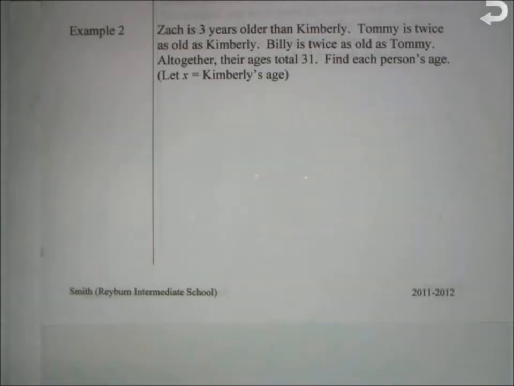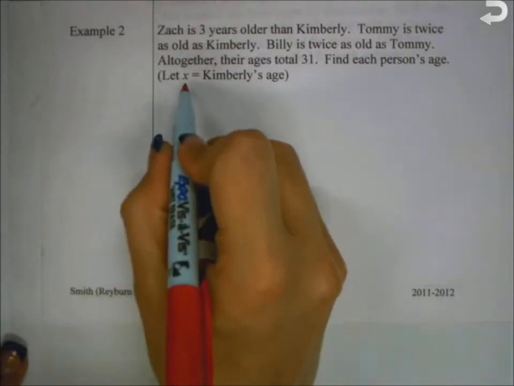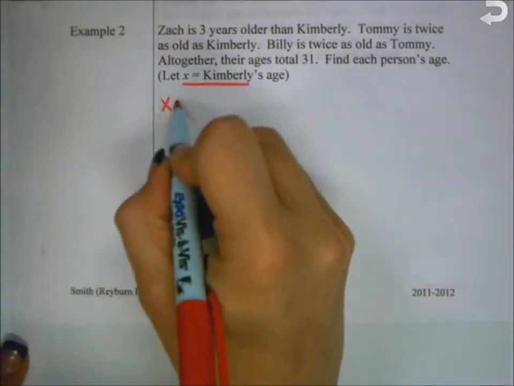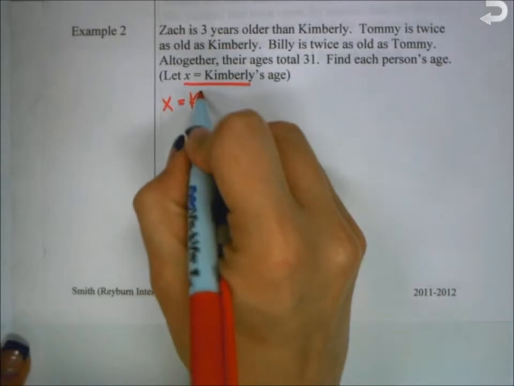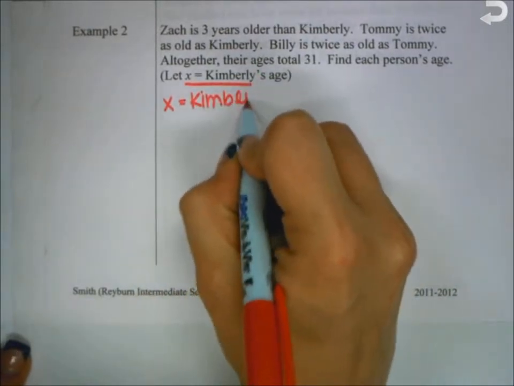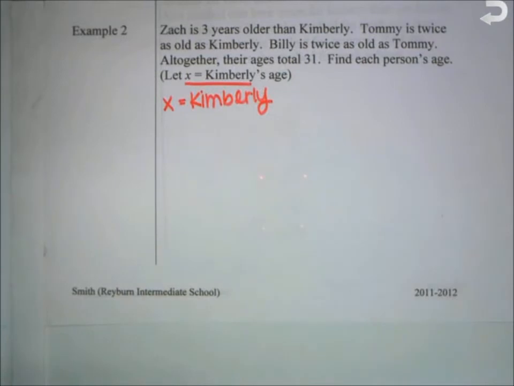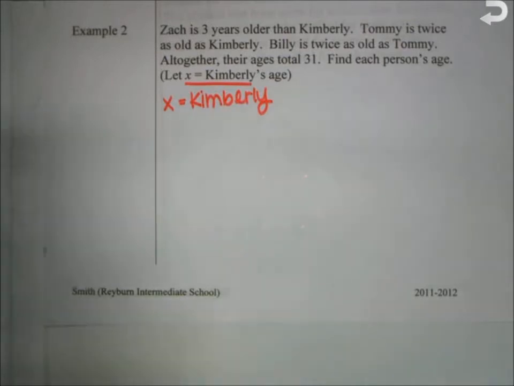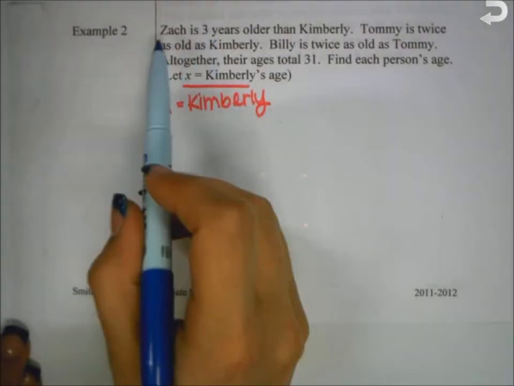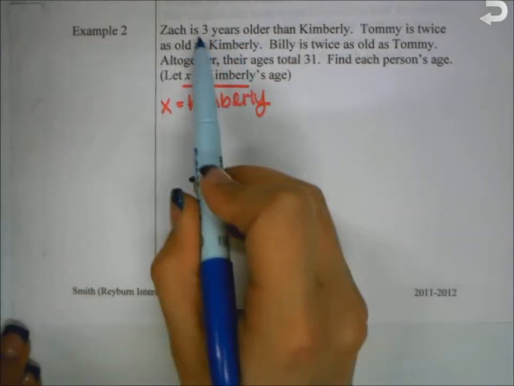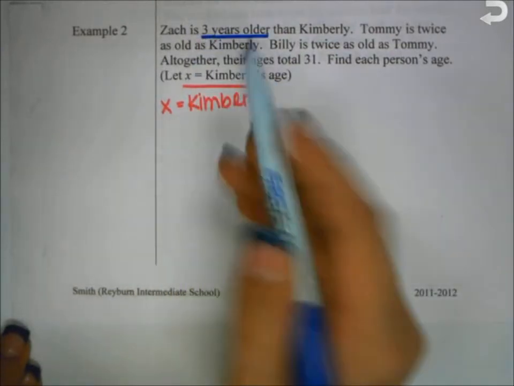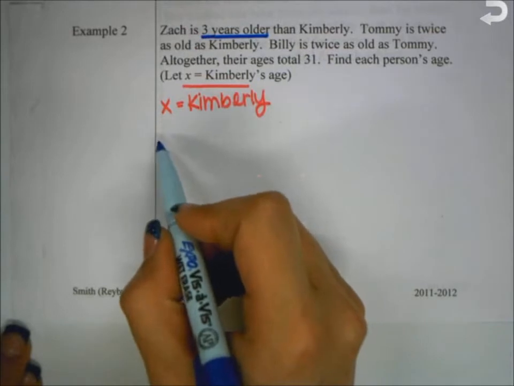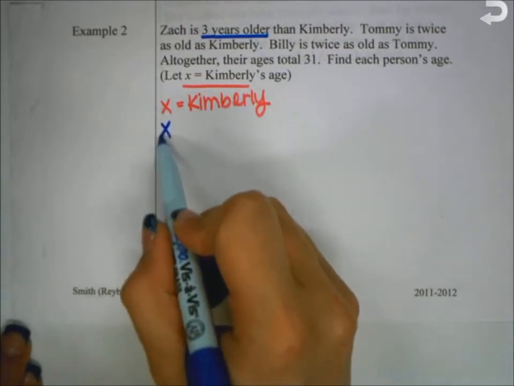So the first person that we know is who? Kimberly. So X equals Kimberly's age. If you want to put just Kim, that's fine. So X equals Kim. Okay, so let's write an expression for Zach. Zach is 3 years older than Kim. So how would we write Zach's age? X plus 3. That equals Zach.